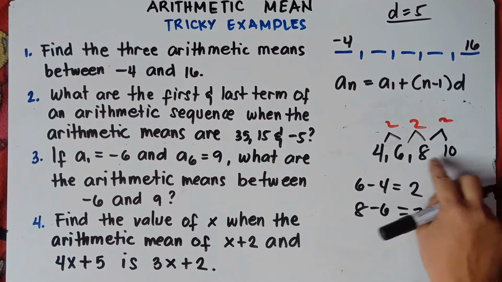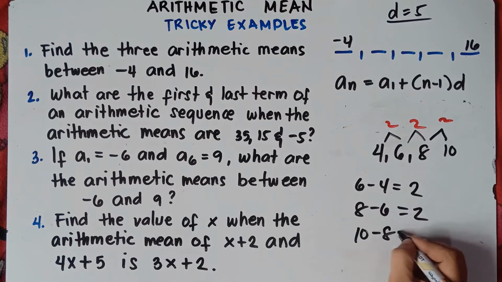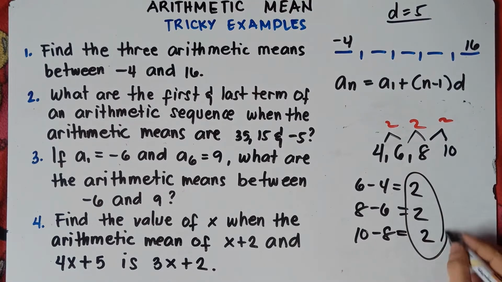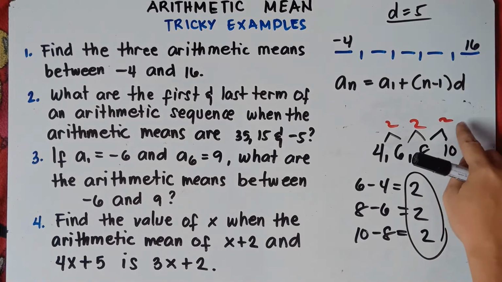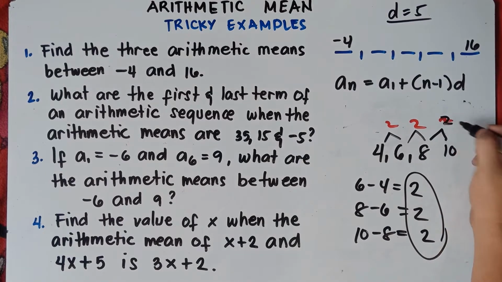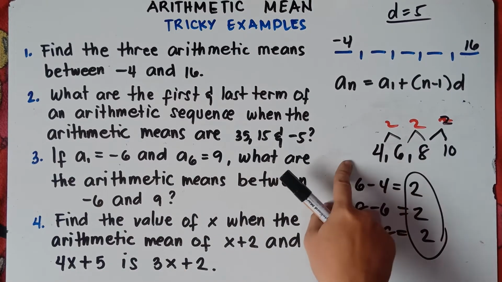And then 10 minus 8, fourth term minus the third term, that would be 2. And you will get the same common difference. So therefore, going to the right, you will add the common difference. And going to the left, you subtract the common difference. I hope you get this one, class.